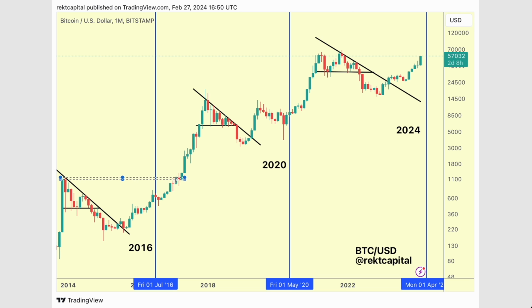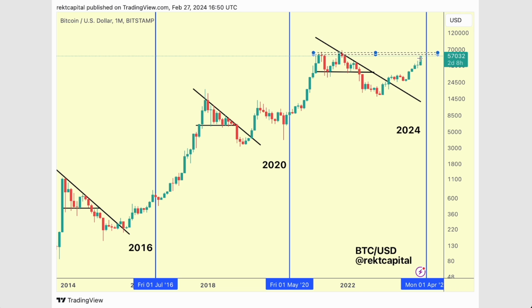So 2016, after the halving event, is where we break to those new all-time highs. After the halving event in 2020, we break to those new all-time highs, and this is the resistance area in this cycle, and we're already there. So things are really outpacing historical norms here.